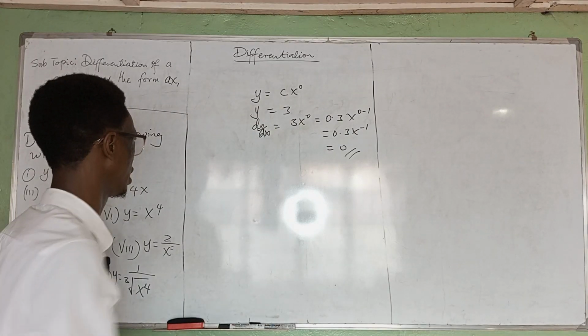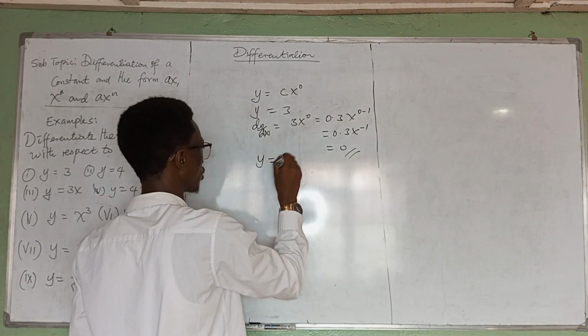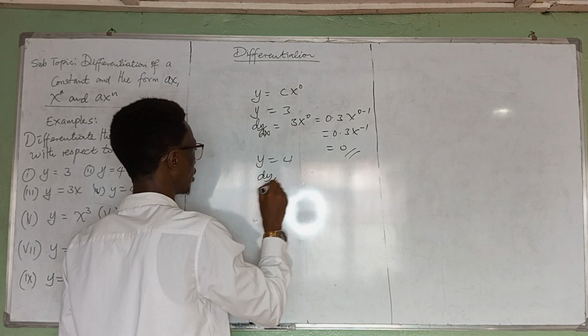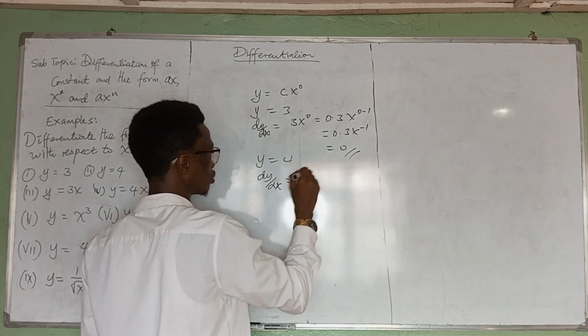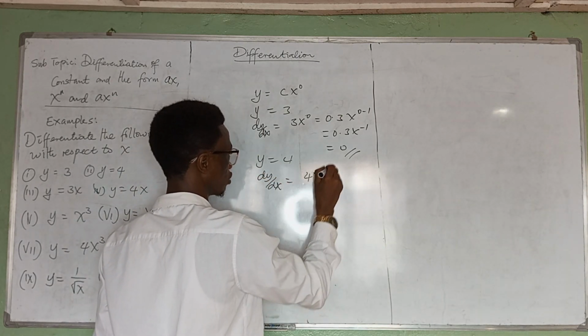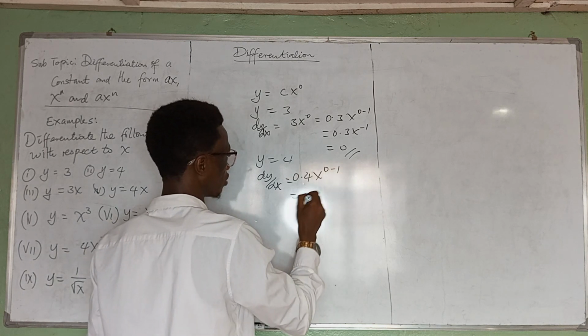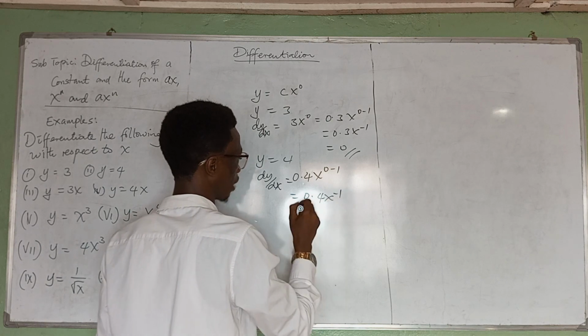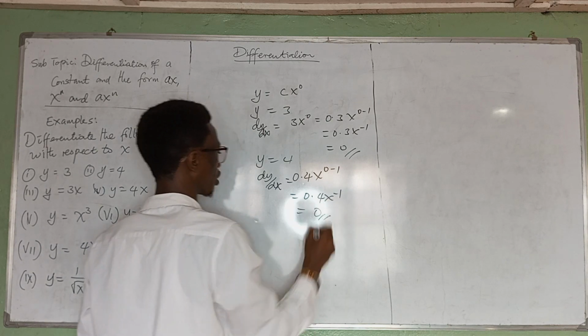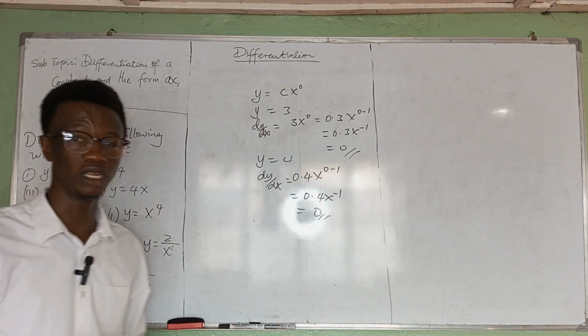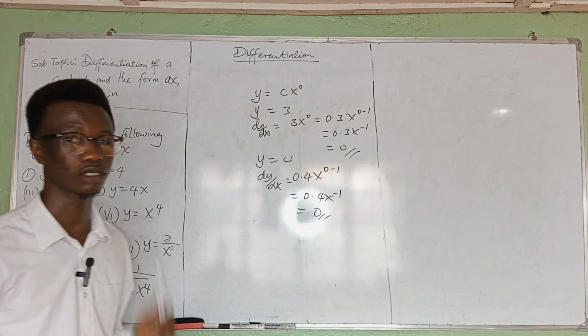Then the next one says y equals 4. The same thing: dy by dx is 4 times x to the power 0, and this is 0 minus 1. So this becomes 0 multiplied by 4x raised to minus 1. Any number multiplied by 0 becomes 0. So the differentiation of a constant is 0.